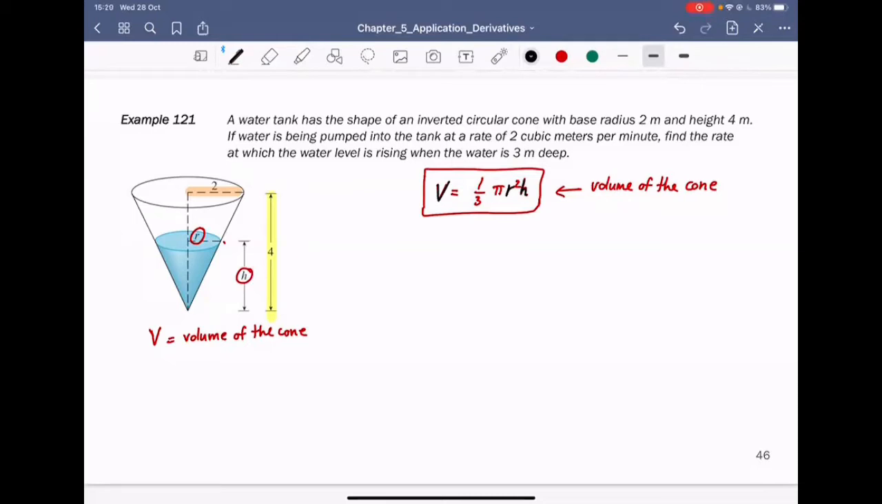So let's look at the question again. The question asks you, and I'm going to highlight this in green, the rate at which the water level is rising when the water is 3 meters deep.